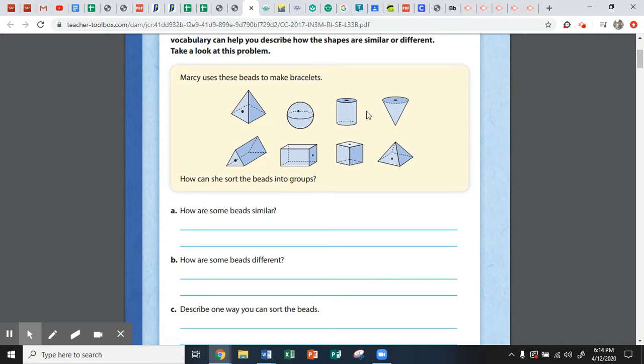So some of these three-dimensional shapes here are actually made of two-dimensional shapes. So this shape here has triangles as the sides. You can actually see triangles. Or maybe this one right here, this is kind of like an oval shape. Okay. So again, the answer for C, describe one way to sort the beads. Well, I gave you two. I said by size or by the shapes that I see.